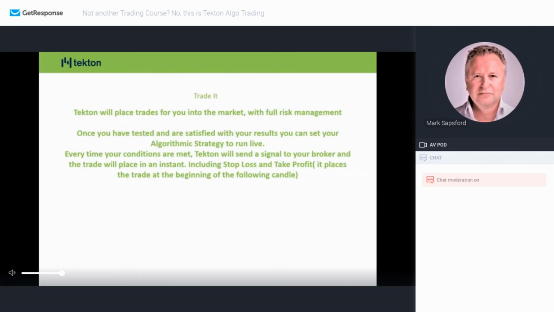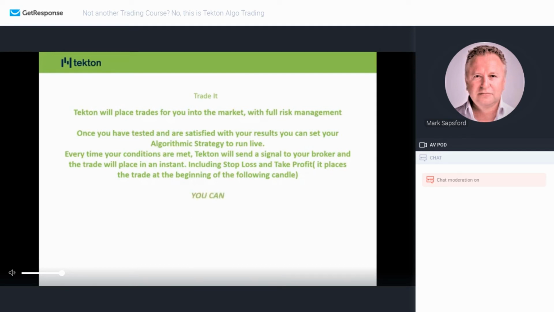Now the trades will be placed at the beginning of the following candle. So if it's a moving average cross on a 15-minute, it must wait for the 15-minute candle that it crossed on to close before it places the trade. If it's on a 1-minute time frame, it will wait for the following 1-minute candle. It will always take the trade at the beginning of the following candle.